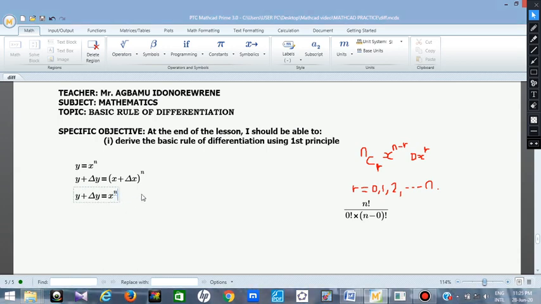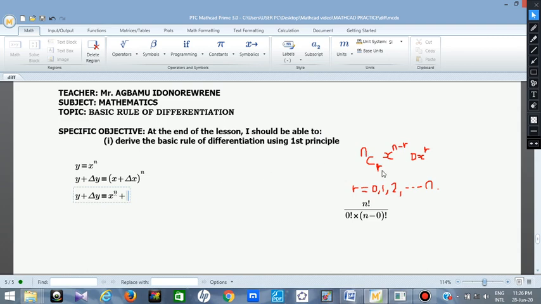So that is that. Then we go to the next term, plus. If you check this first term also, delta x is raised to power r, and r is the first number we are picking now, which is delta x raised to power 0. Any number raised to power 0 is 1. So that's why everything here is 1 apart from x raised to power n. So the first term has been expanded. Let's go to the second term.